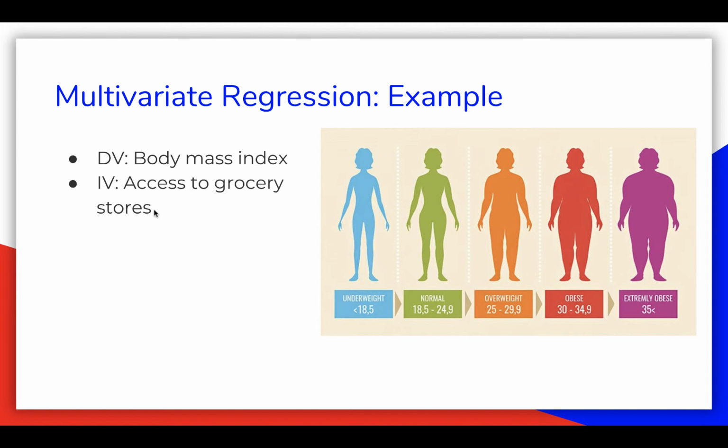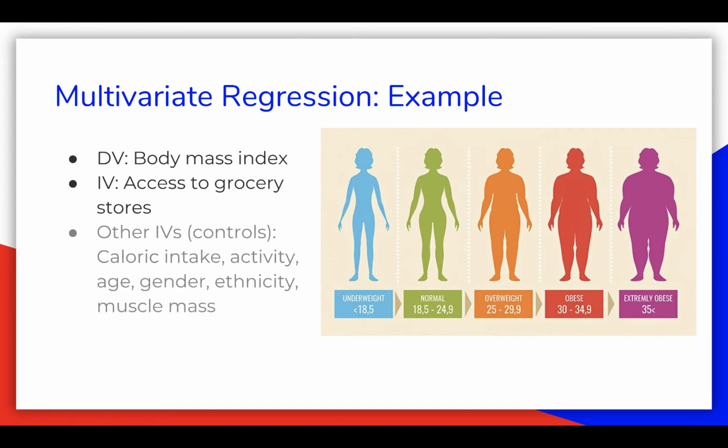But is access to grocery stores the only thing that affects body mass index? No, right? There are lots of other things that you can think of that will affect your body mass index. So as a consequence, we need to control for that, right? And the reason that multivariate regression is so good is because it allows you to control for this sort of multifaceted world that we live in, right? There's not only one thing that affects a dependent variable. There are lots of different things.